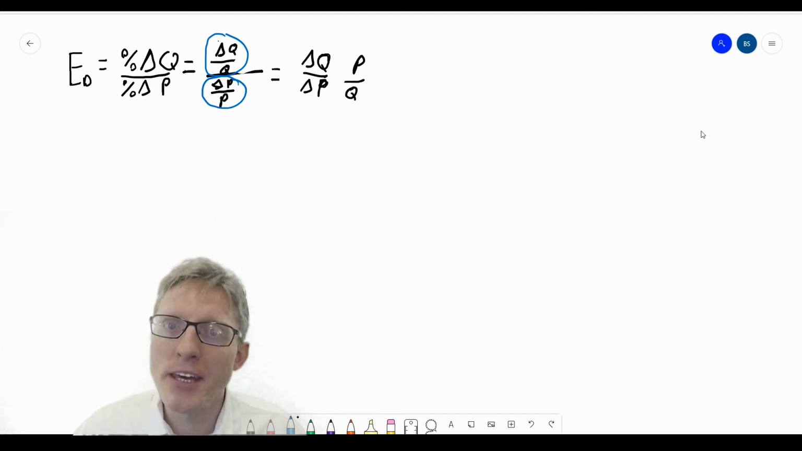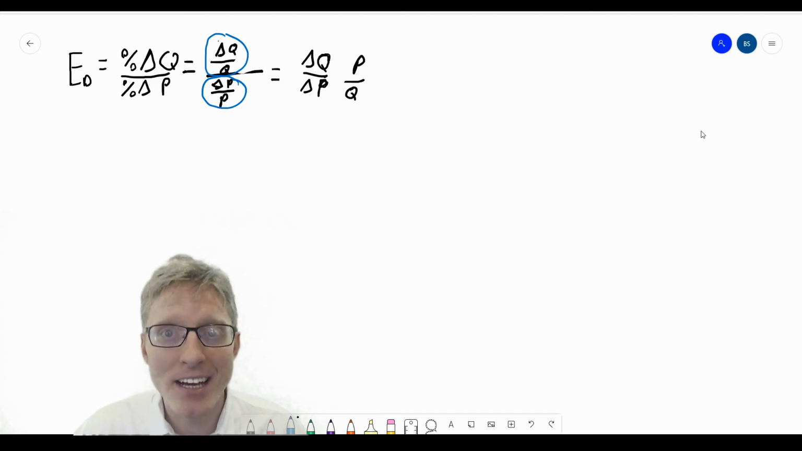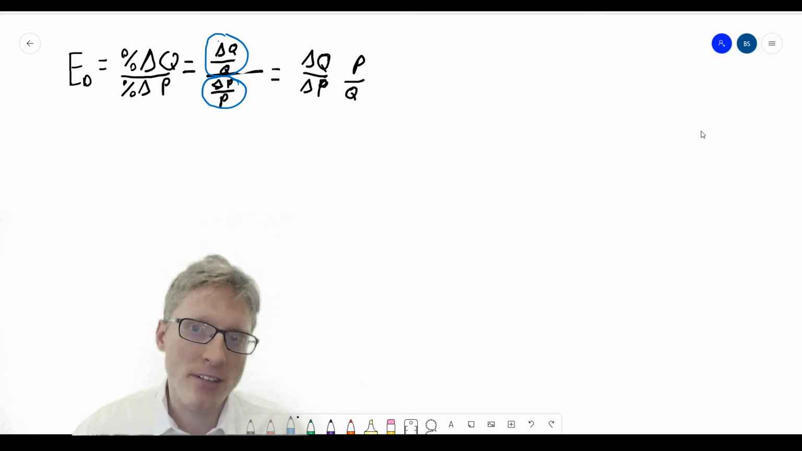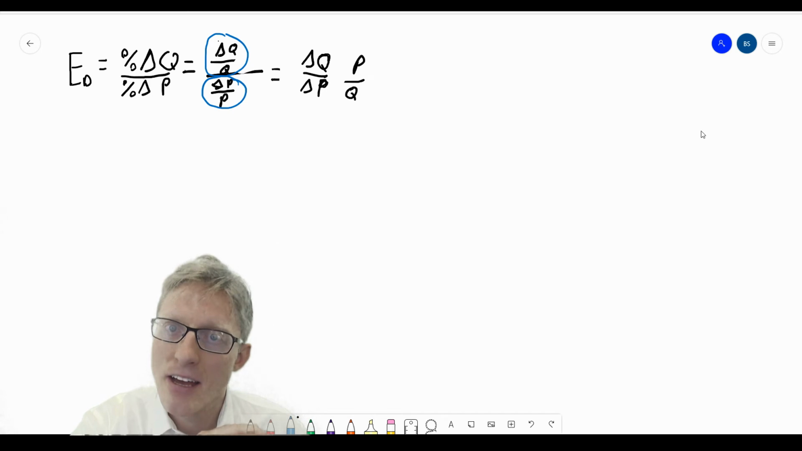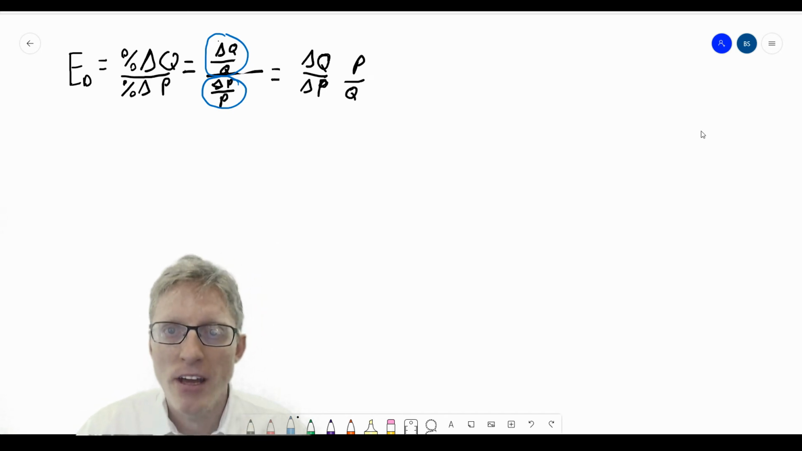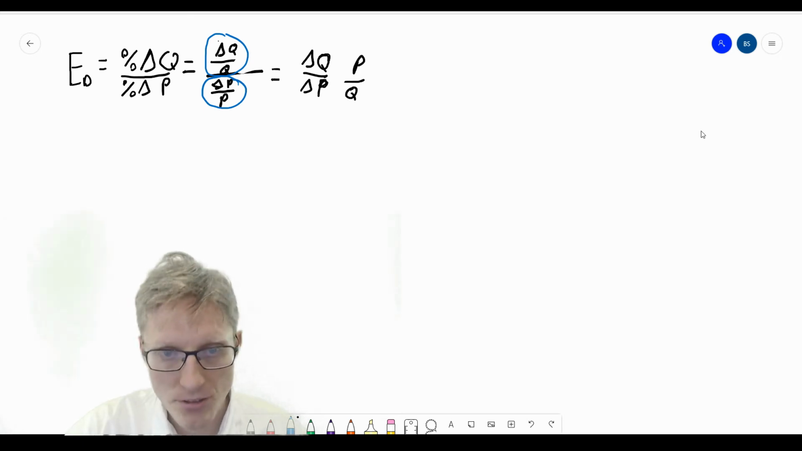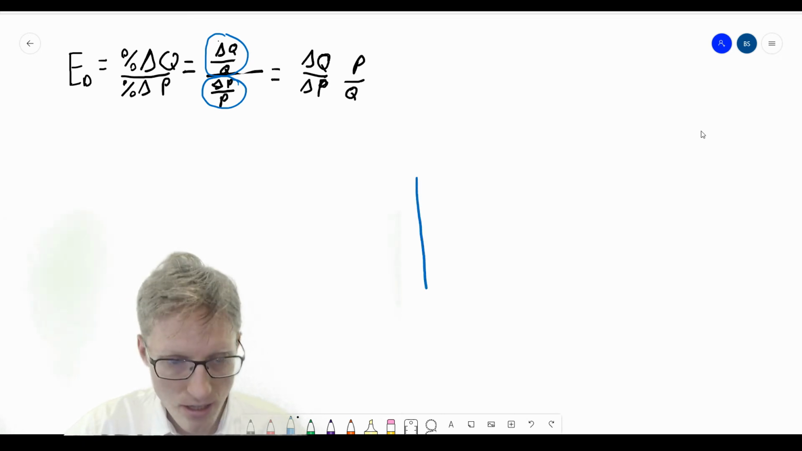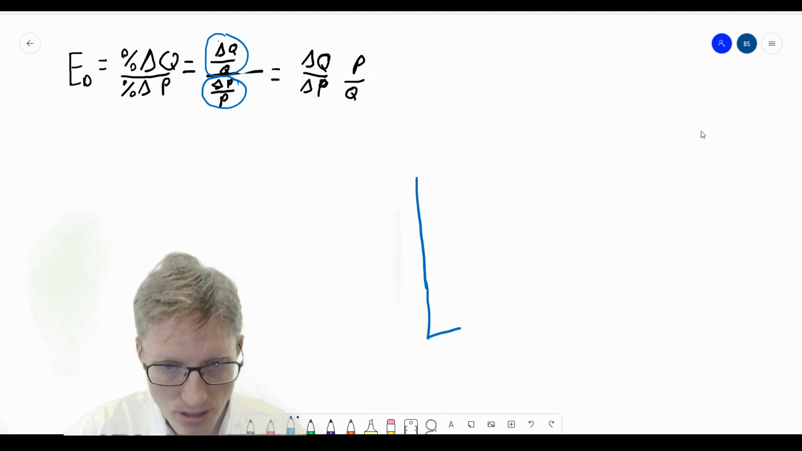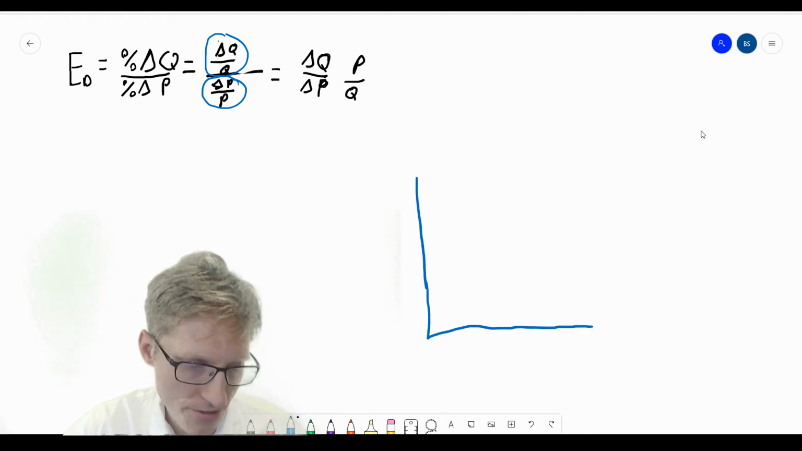Or demand can be perfectly inelastic. Okay, so if it's perfectly elastic, a small change in price leads to an enormous change in the quantity demanded. If we have demand that's perfectly inelastic, then the amount demanded does not depend on the price. Okay, so we can draw these examples graphically.